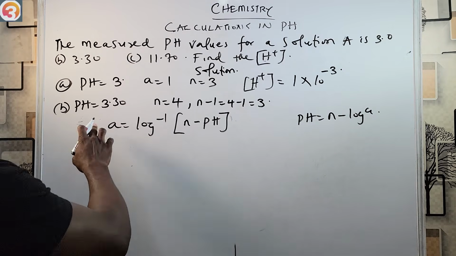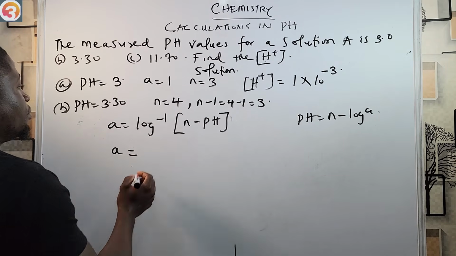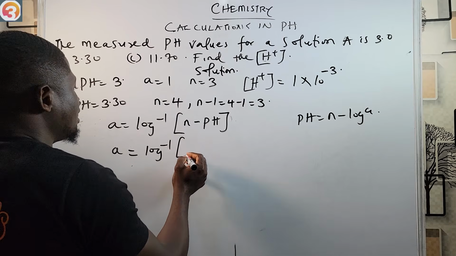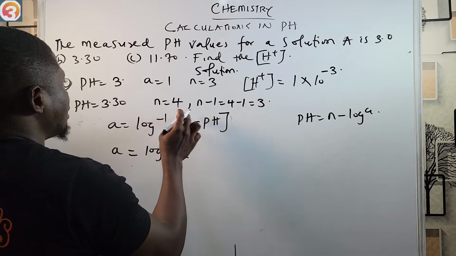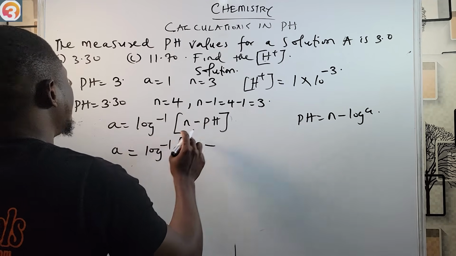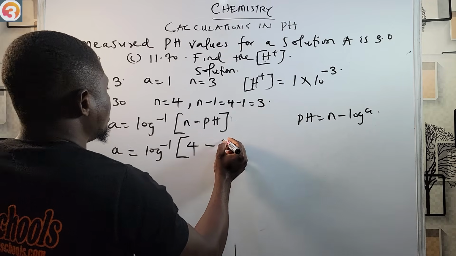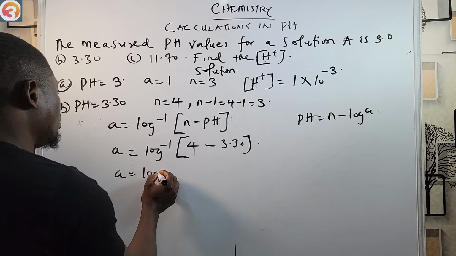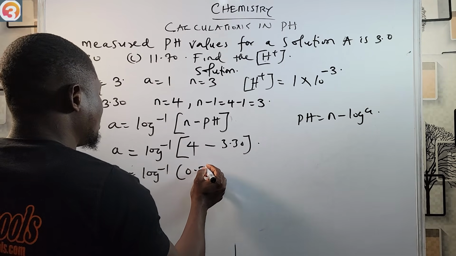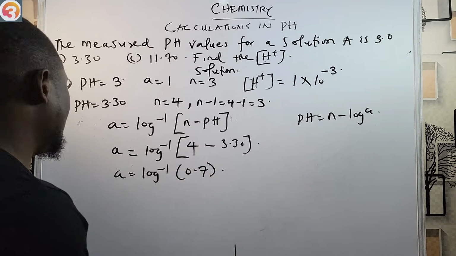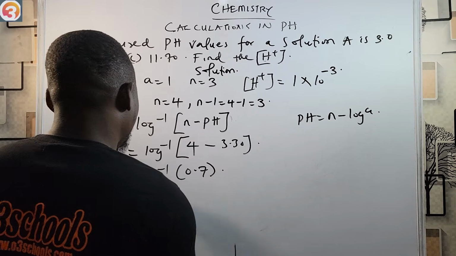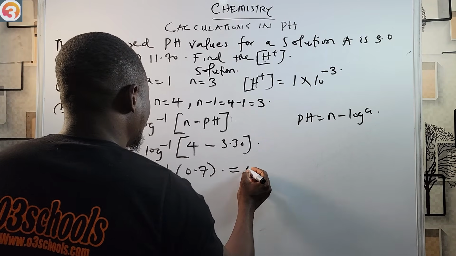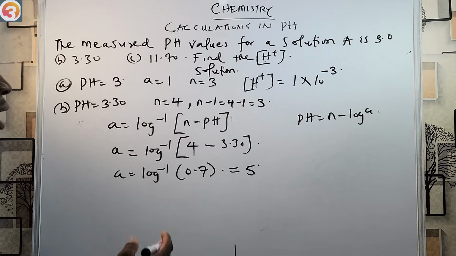All right. So now using this, I'm going to have our A is equal to log inverse of our N. Our N in this first example is 4, minus our pH. pH is given as 3.30. All right. So A is log inverse of 0.7. If we do that, our A will be equal to 5. Simple as ABC.